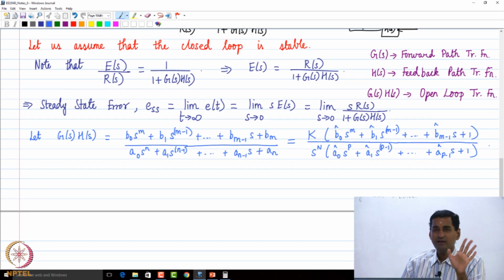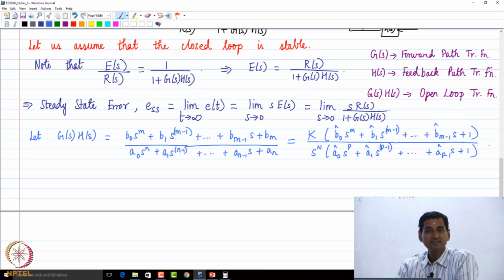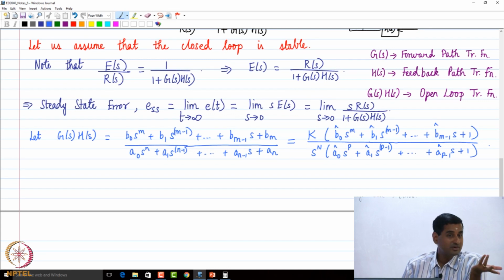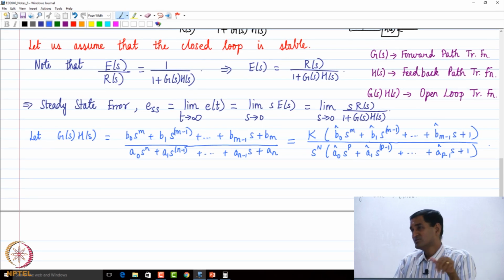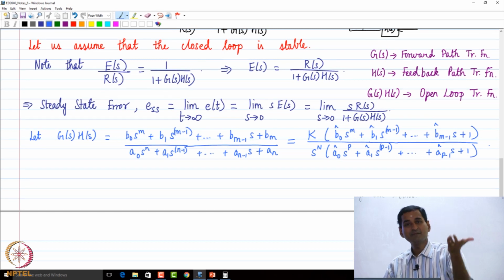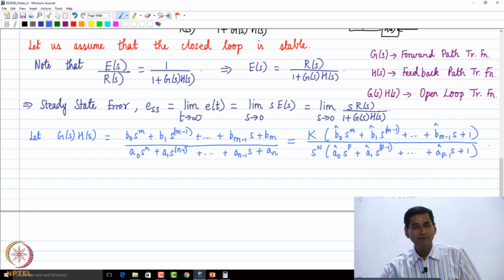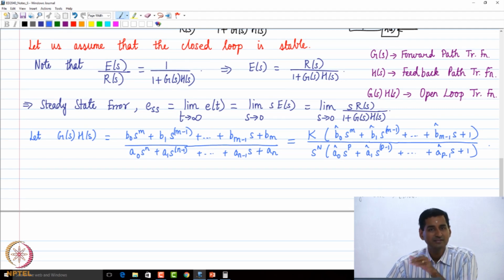I am doing two things. First, I am seeing whether there are open loop poles at the origin. Open loop poles are the poles of the open loop transfer function. If I look at the denominator polynomial a naught s power n plus a1 s power n minus 1, all the way till a n, if I have poles at the origin, then a n is 0 obviously, so I can pull some s term out common. I can have one pole at the origin, two, three, or none. So the value of capital N can be 0, 1, 2, 3 and so on.